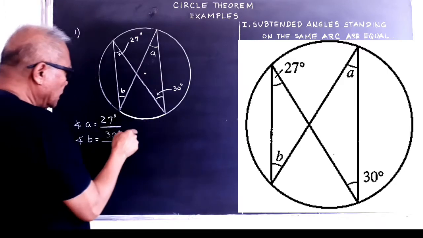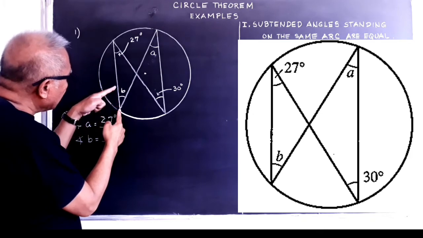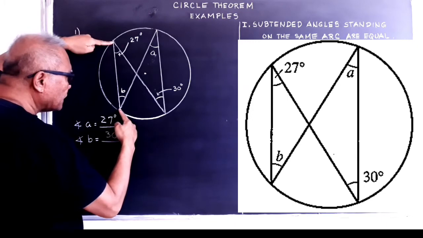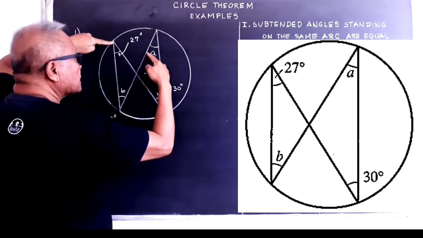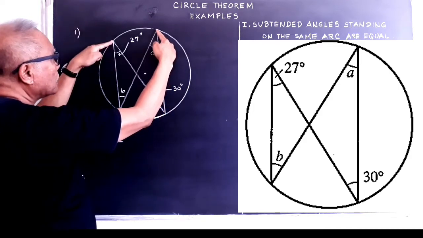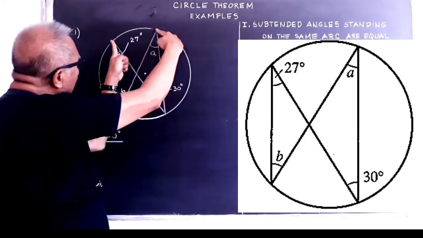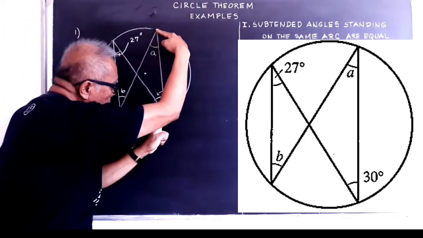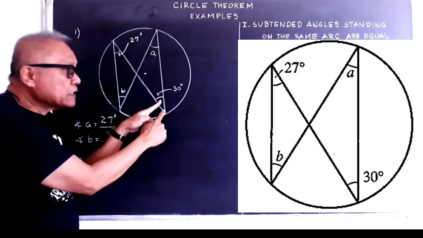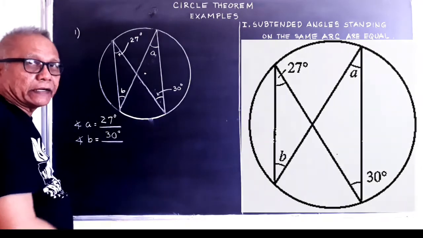What about this B? I'm going to start from B. My left finger traces this side and my right finger traces this side. Now, do not return back here. Find another line. So I'm going here, and I'm going here. So this angle is equal to this angle. So we have angle A and angle B.